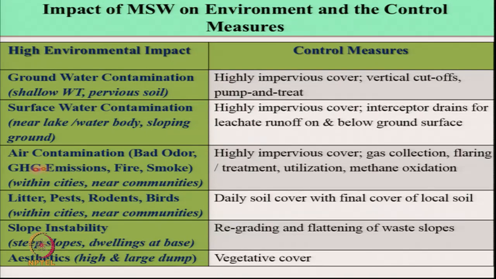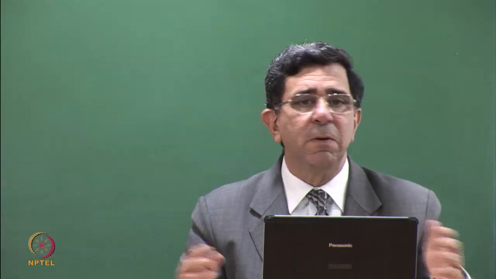When is air contamination a problem? When people are around. I have a dump which is in a very remote area. It will create smell, it will create dust, litter, smoke, fire, greenhouse gas. But there are no people around it. So if the receptors are not there, it is not that major a problem. You have a much smaller dump in the middle of a city.